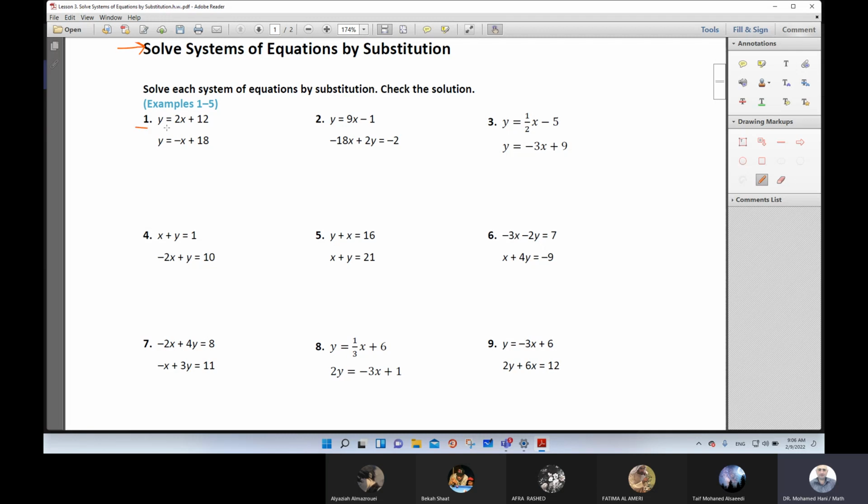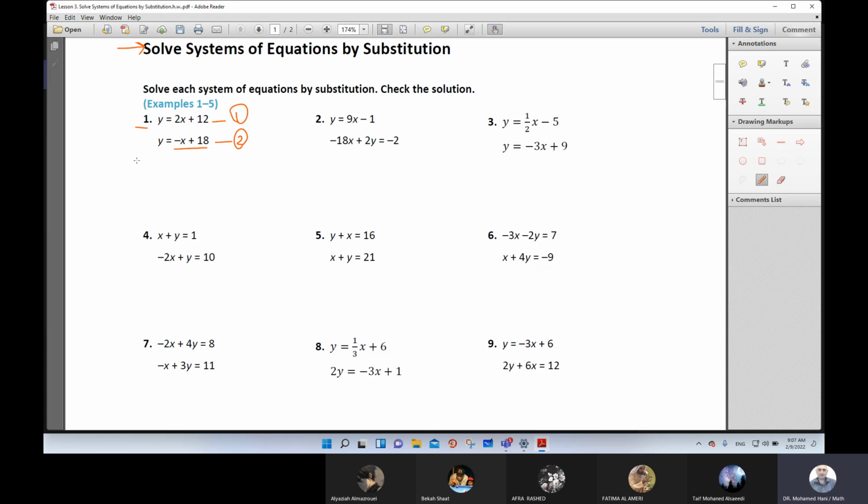As you see here, we have two equations: y equals x plus 12. This is equation 1. And y equals minus x plus 18. This is equation 2. As you see, the two equations start from y equals. So this is the value of y here, and this is the value of y here. We want to take the value of y in the second equation and substitute it for the value of y in the first equation. So what is the value of y in the second equation? Minus x plus 18. Take it and put it in the first equation.